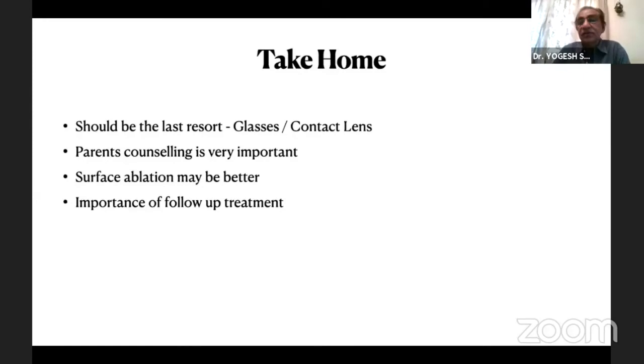Now, there is a time problem, because we have to keep some time for last questions. Just the last slide, sir. So if at all it has to be chosen, surface ablation can be chosen as a better option. Importance of follow-up is very, very important. Lens implantation like phakic or RLE should also be taken on a backseat. Thank you very much, sir.